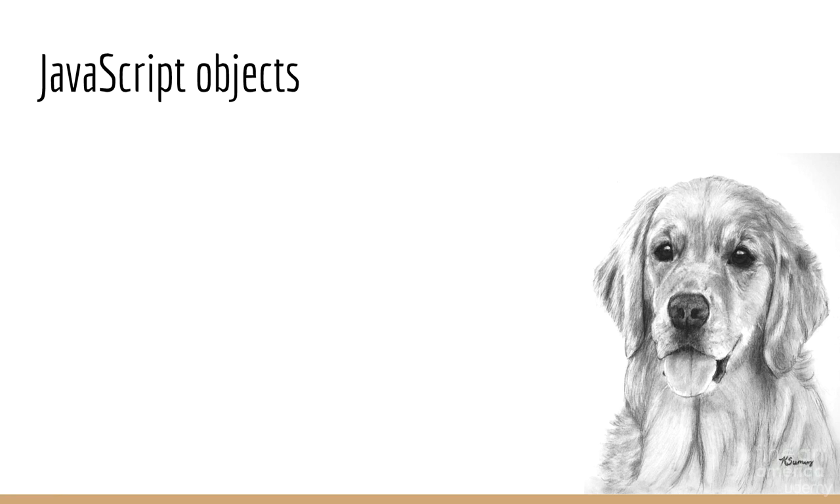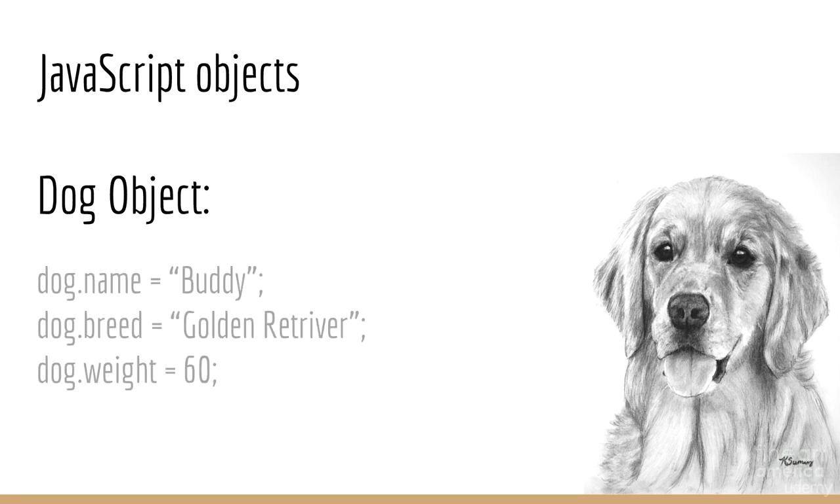Let's think about this by considering a dog. Dogs in real life have a name, breed, and weight. So let's think about how we'd map or model this specific dog in a JavaScript object. Well, in one case, let's think of a dog object named Buddy. We give it a name, breed, and weight, and we'll say that the name of our dog is Buddy. The breed is Golden Retriever, and the weight is 60 pounds.